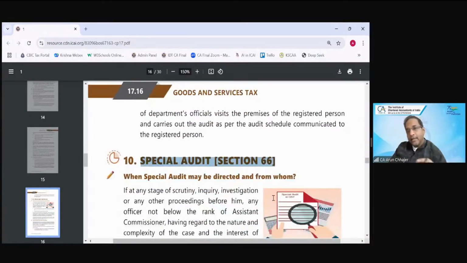Special audit means it will be conducted by a chartered accountant or cost accountant in practice, but this CA or professional would not be engaged by the taxpayer. It will be instructed by the commissioner. Whatever the fees is, etc., that will be paid by the commissioner. The 2 points I would like to highlight: whether it is 65 or 66, the audit would be either by the department from their officer or by the department from a chartered accountant in practice.